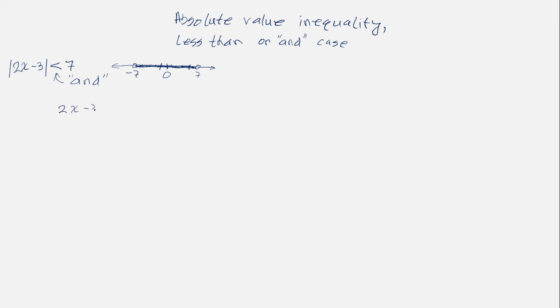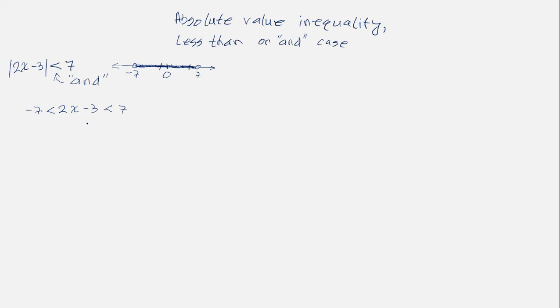2x minus 3 is between negative 7 and 7, just like that. We put it all together. And now we solve for x as we would solve for x in any other situation. We move everything away from the x until x is by itself.